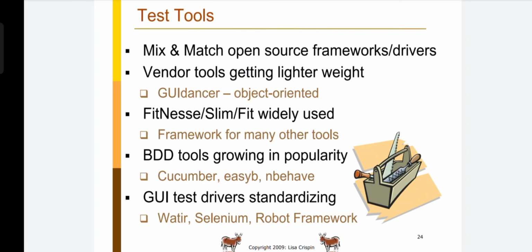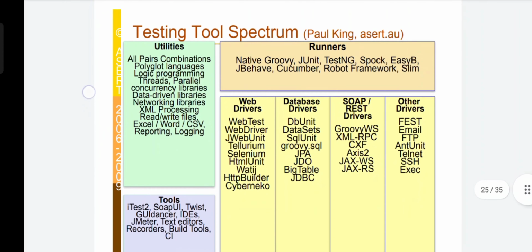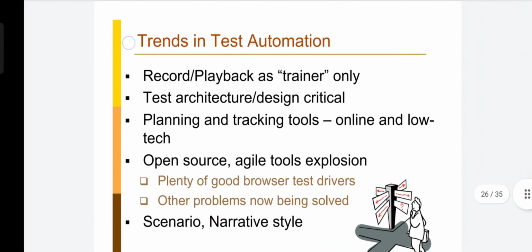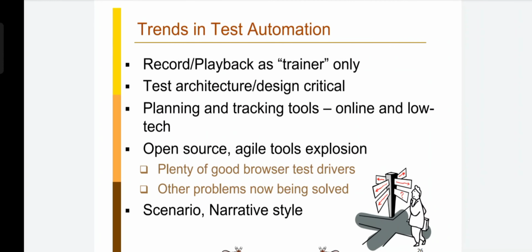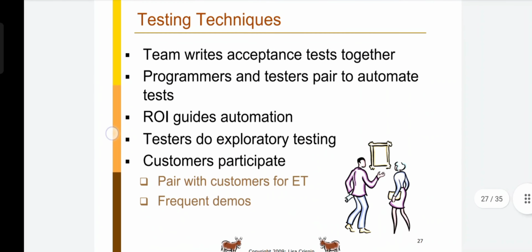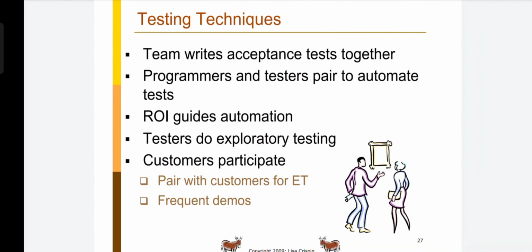Testing tool perspective is based on utilities, runners, web drivers, database drivers, and other drivers. Trends in test automation are record-less playback, test architecture, planning and tracking tools, open source, scenario, narrative style, and so on. The testing techniques are also: team writes acceptance tests together, ROI guides automation, testers do exploratory testing, customers participate.